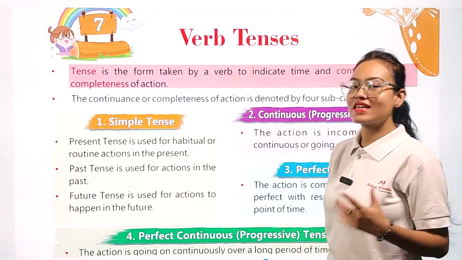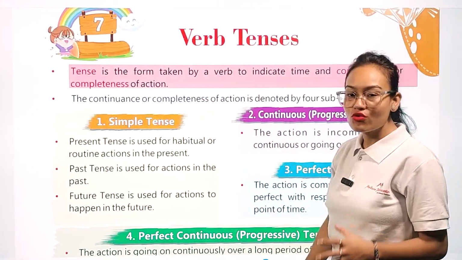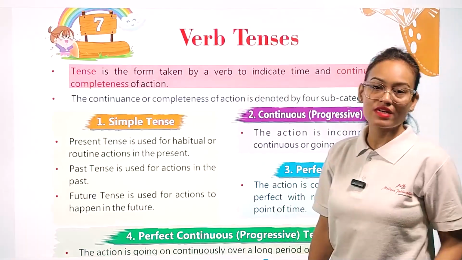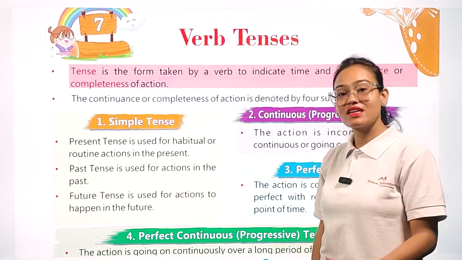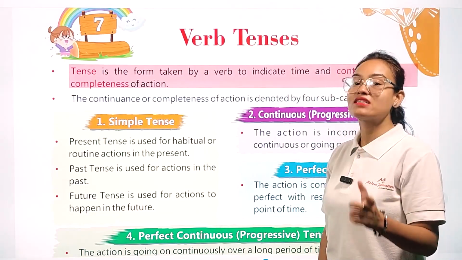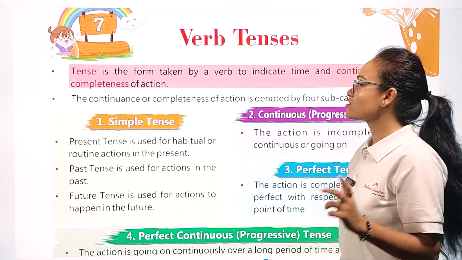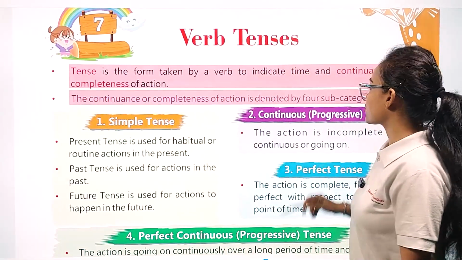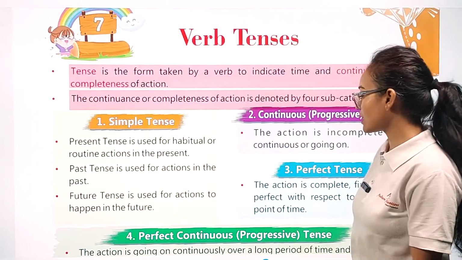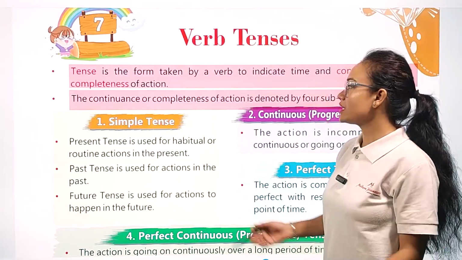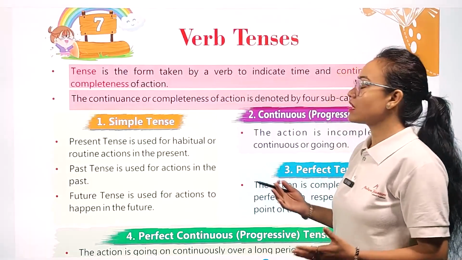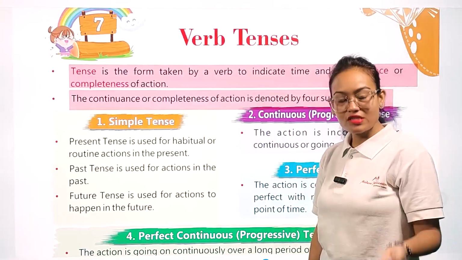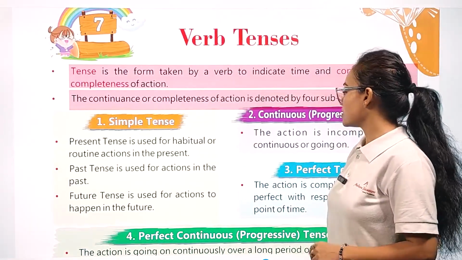Now, what is the meaning of tense? If verb means action, then tense shows when the action takes place. When the action takes place, it indicates the time and the completeness of the action. So this is called our tense. The continuance or completeness of action is denoted by 4 subcategories. So here, my dear students, we are going to see in what way I'm telling that completeness of action. For this, we are going to divide the tenses into 4 parts.